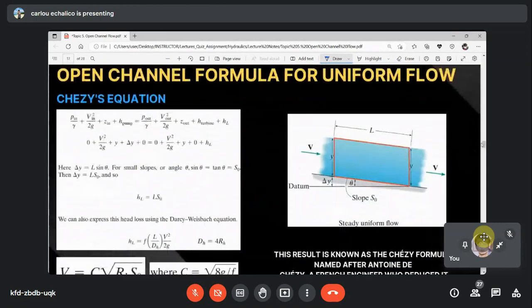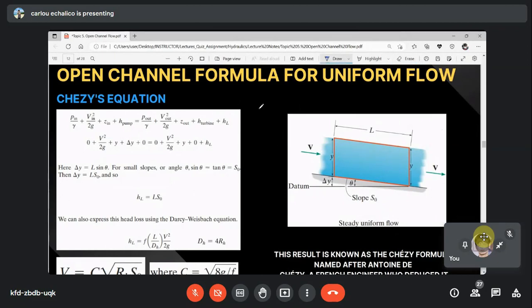Okay, so now we will derive the formula for how to find the flow in a channel. Discharge, flow. So we will derive this. How do we determine the flow and velocity in the channel, and what factors affect it? Going back to your previous discussions.